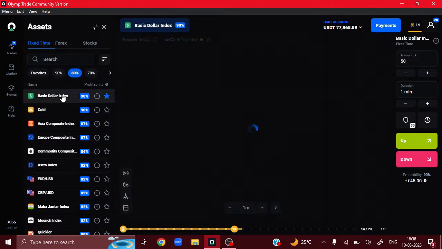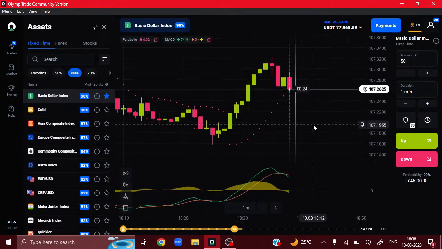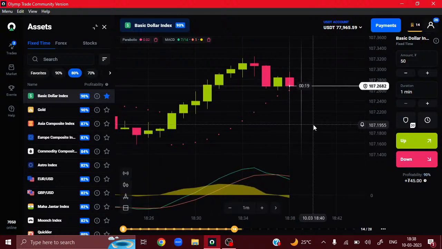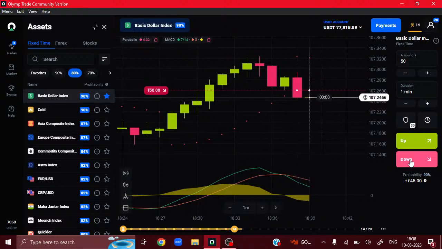So let us try to make some live trades. Let's see where the parabolic dot is shifting. Alright, in the basic dollar index, I think we can see, yeah, the parabolic dot has shifted, so I'm entering into a 1 minute downside trade here. Guys, I will be using martingale. Most of you, I think, will already be aware about how to use the martingale principle. I personally always use the martingale principle since it always gives me profits.